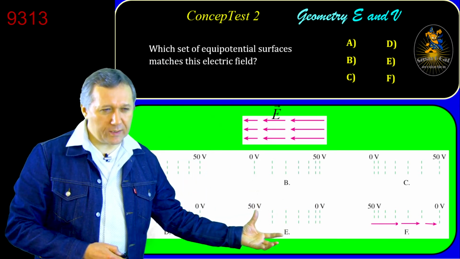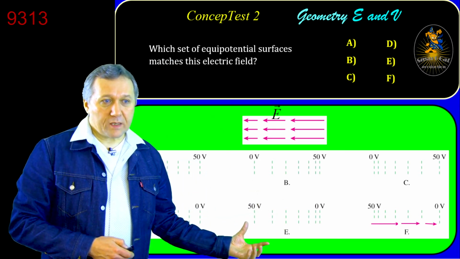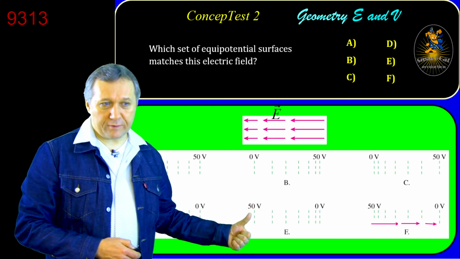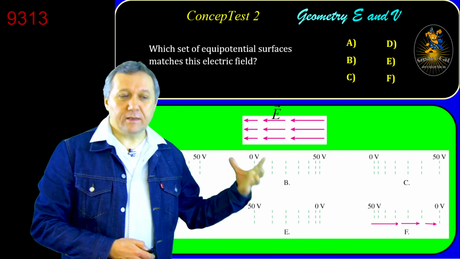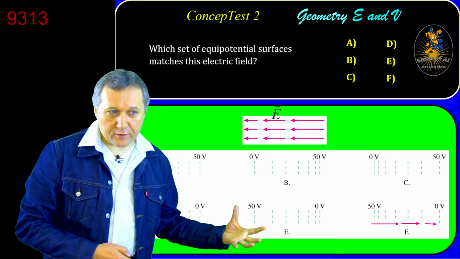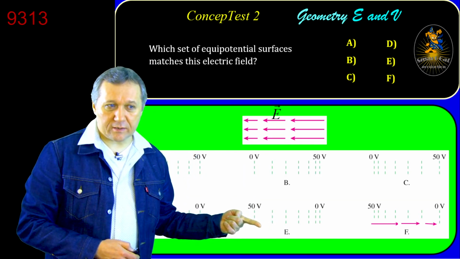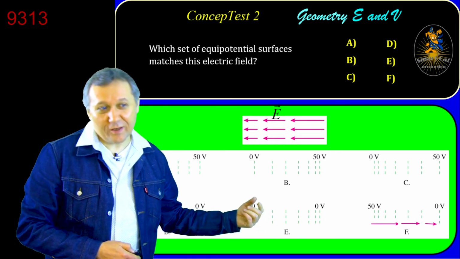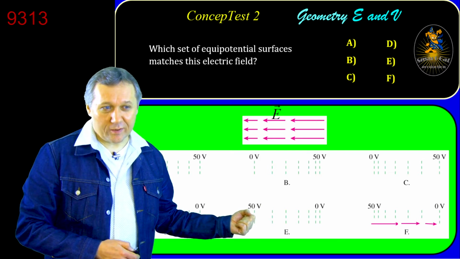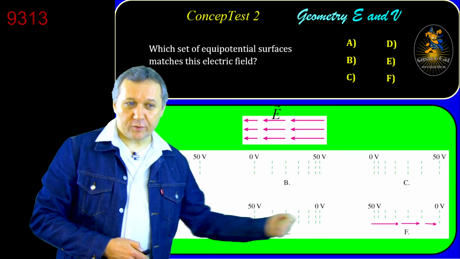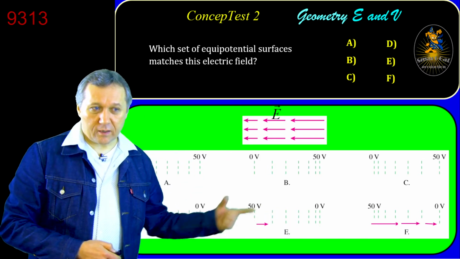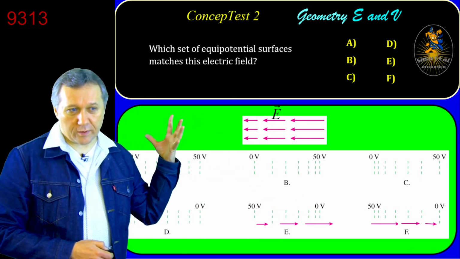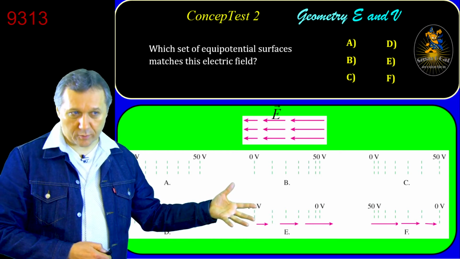Now option E. Downhill, it's still the same direction, right? Because here we have 50 volts, there 0 volts. Then the density of lines gives us the strength of the field. So here the density is small, so the electric field must be weak, and then it's getting stronger and stronger that way. So we're getting a weak field, stronger, and the strongest. Again, not our case, because the direction is wrong.